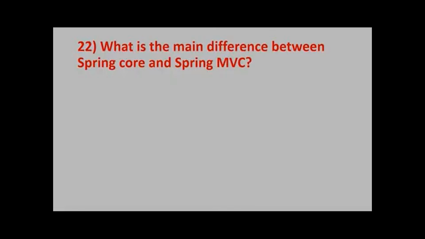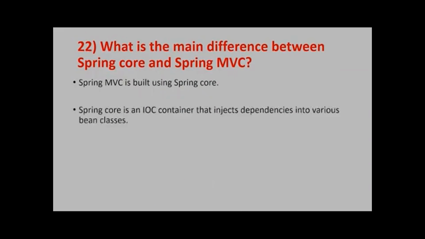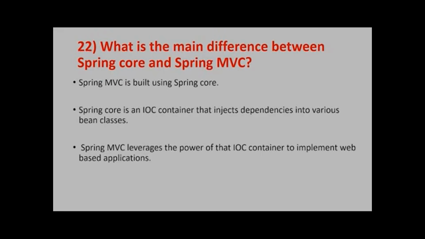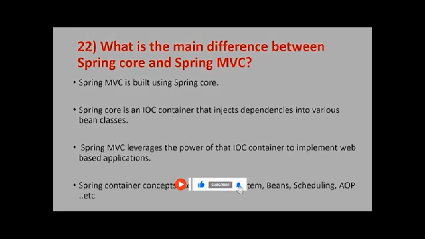What is the major difference between Spring Core and Spring MVC? A lot of people ask this kind of question to confuse people. Actually, Spring Core is a basic concept to handle the object mechanisms, whereas Spring MVC is built on top of Spring Core. Spring Core is called the IoC container, dependency injection by using bean class concepts, handling of objects, whereas MVC internally uses the IoC mechanism and works for web application implementations. Spring Core concepts include the container system, beans, scheduling, AOP. These are all part of Spring Core.